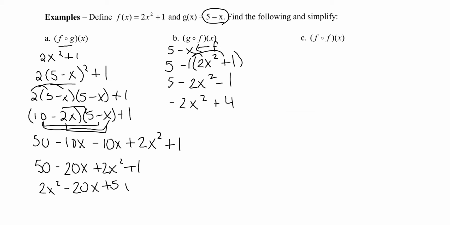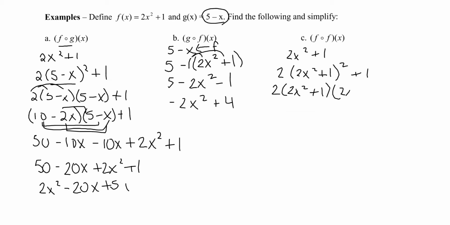All right, for C, it's f composed with f, which is going to seem kind of crazy. But we're going to start off with our 2x squared plus 1. And then where there's a variable, we're going to plug in f again. So it's going to be 2. And instead of x squared, we're going to put in the parentheses 2x squared plus 1 squared plus 1. And then we'll, again, FOIL. So we'll have 2x squared plus 1 times 2x squared plus 1 plus 1.